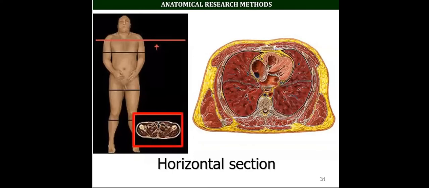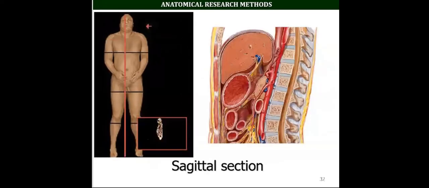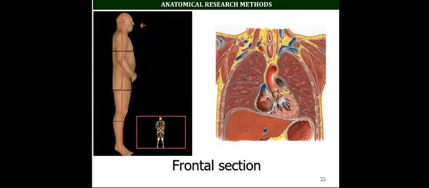For example, a horizontal section divides the human body into up and down parts, or superior and inferior parts, and it's the place where, for example, the cut was. A sagittal section divides the human body into left and right parts, and in this variant there are present the liver, half of the liver, stomach, intestines, bodies of the vertebrae and others. And a frontal section divides the human body into anterior and posterior parts, and in this section there are the lungs, heart, liver, stomach, and different vessels and muscles.